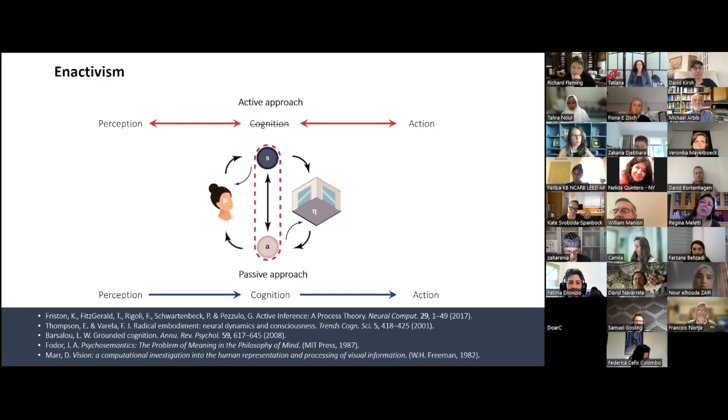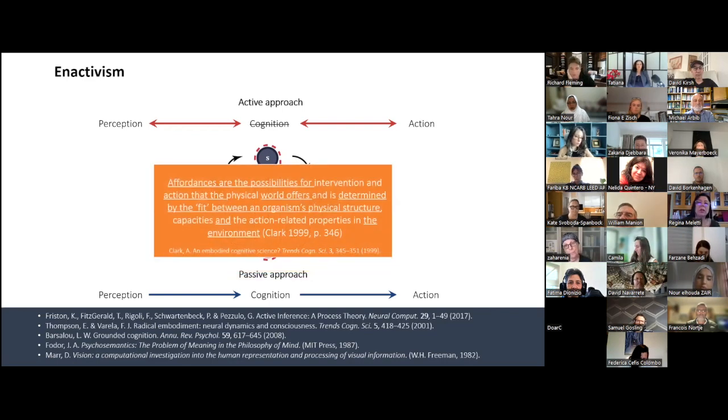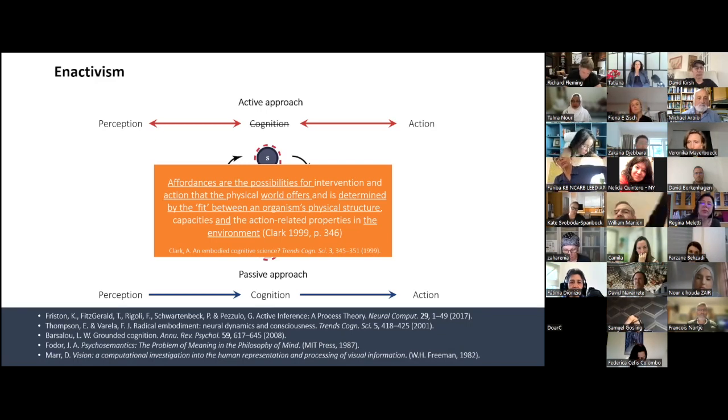And this is what was coined by James Gibson as affordances. And I like to think of them as the possibilities for action that the world offers, determined by the fit between an organism's physical structure and the environment. So we can basically think of affordances as embodied predictions, in the sense that we predict the bodily actions that are necessary to, for example, climb stairs.